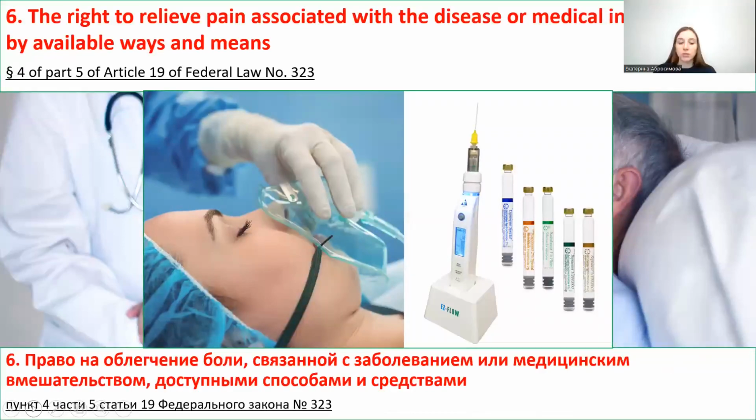Next right is the right of the patient to relieve pain associated with the disease or medical intervention by available ways and means. This right is enshrined in paragraph 4 of Part 5 of Article 19 of Federal Law number 323. Medicine considers its primary goals to be the treatment of diseases, preservation and prolongation of life, and the relief of suffering remains only secondary, that is an unprincipled goal.